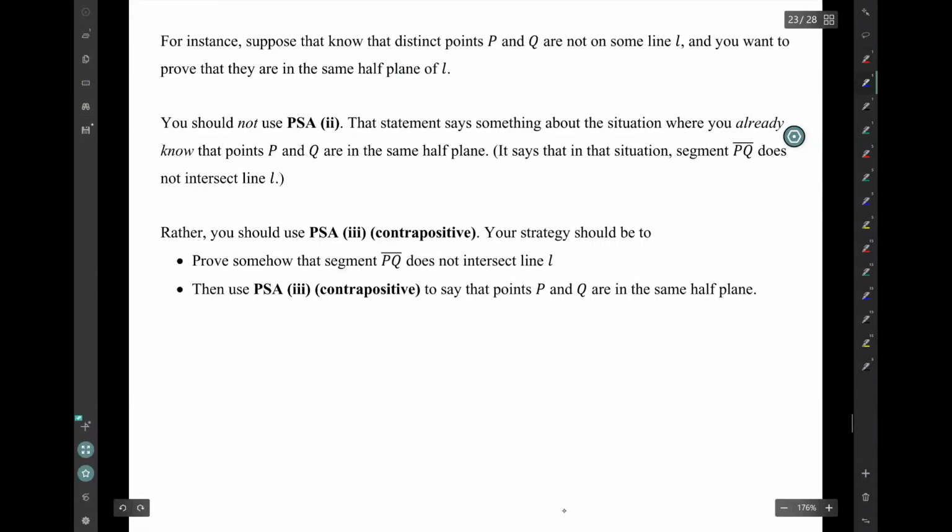So for instance, suppose that you know that distinct points P and Q are not on some line L, and your goal is to prove that they are in the same half-plane of line L. Well, let's go back up and look at our 4 statements above.